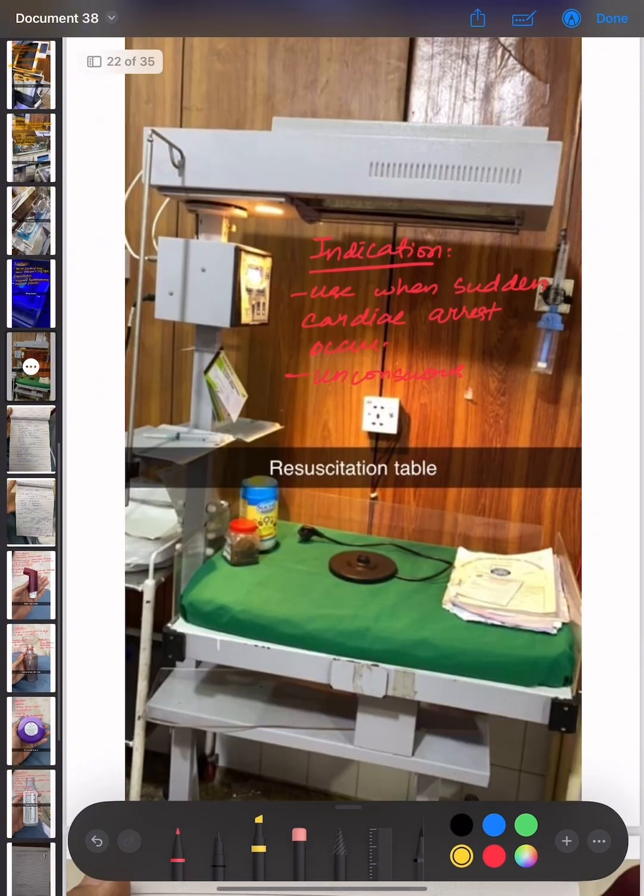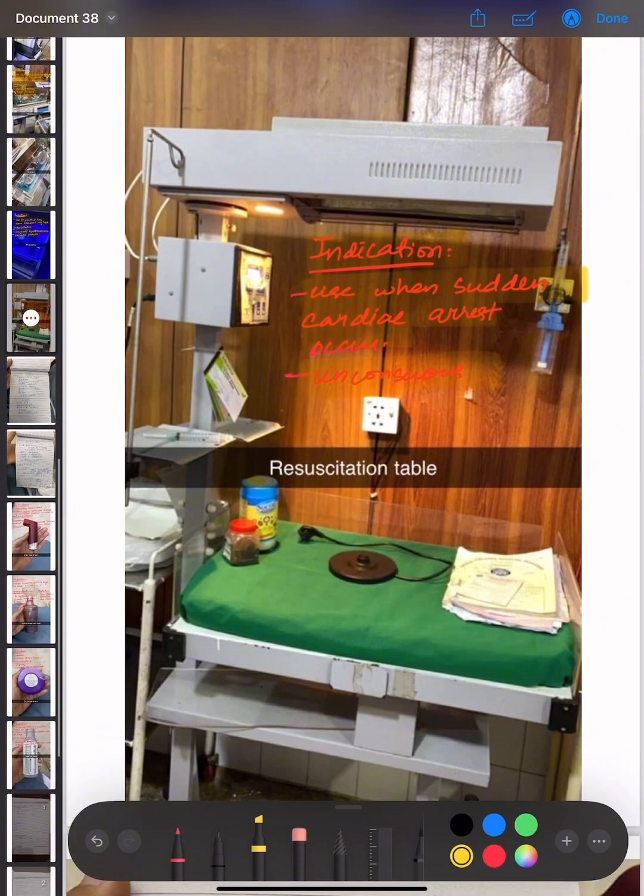Okay, this is resuscitation table, and the indications are when sudden cardiac arrest occurs, and the resuscitation table is used for unconscious patients.